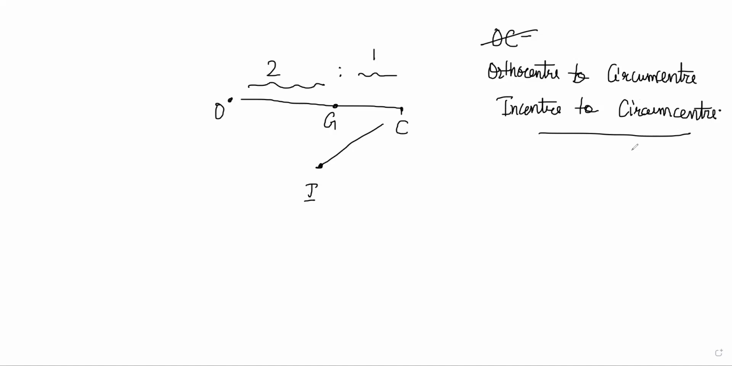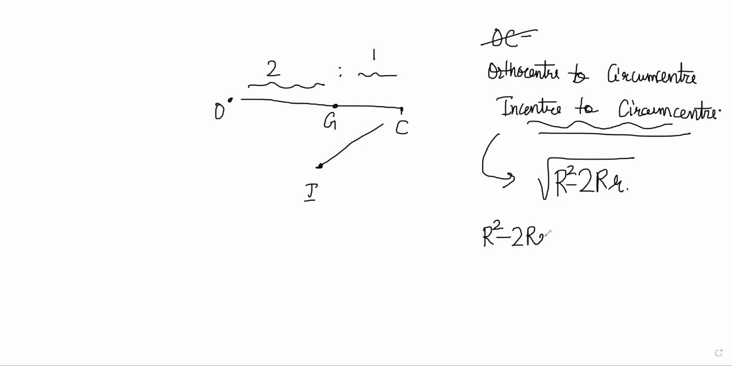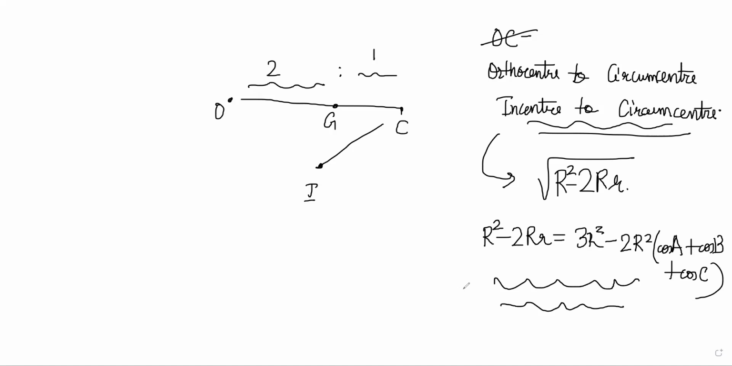In the book already, OI square is derived as R square minus 2 capital R, this distance. So you just have to prove that this is equal to what he is asking you to prove, 3R square minus stuff, right? Yes, sir. 2R square cos A plus cos B plus cos C, right? Right. This proof is not hard. For this, you just need to use the identity.